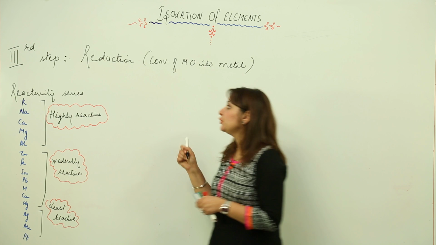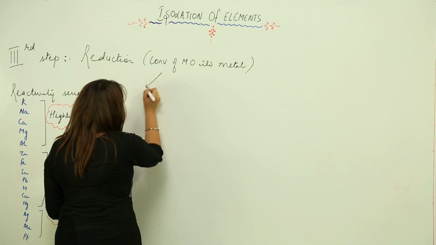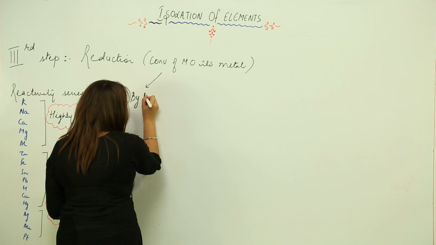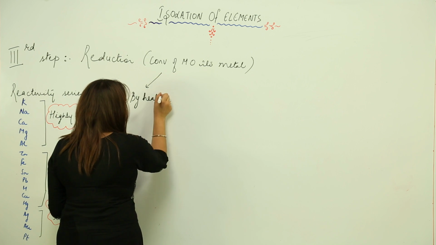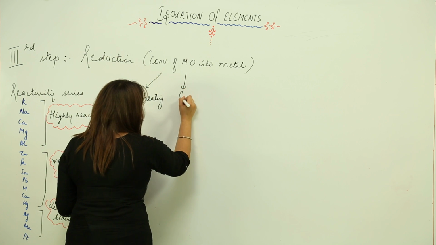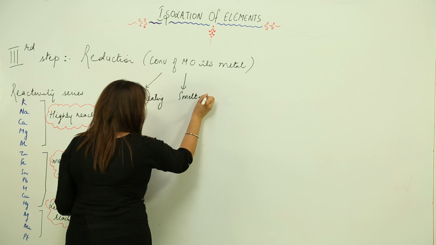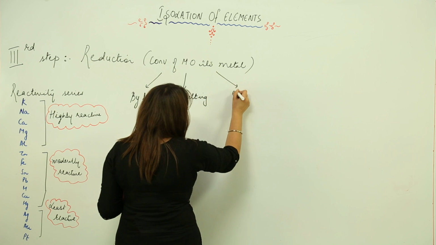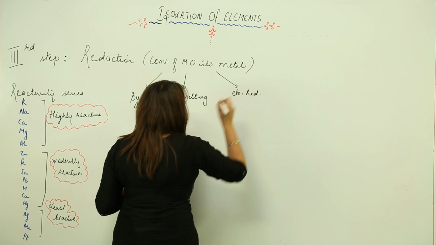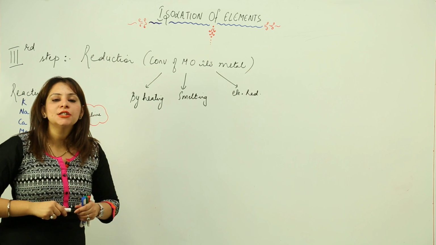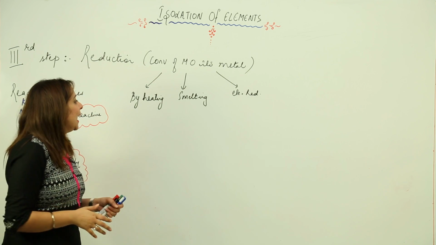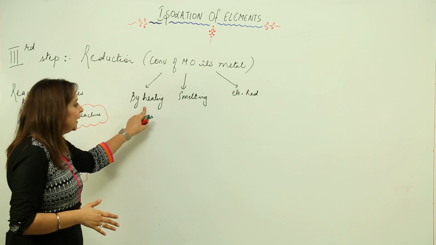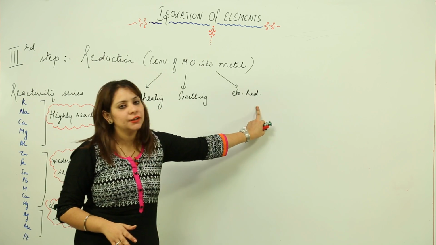So we have three kinds of reduction methods. First is by heating, second is smelting, and third is electrolytic reduction. So we employ these three methods to separate oxygen and metal. And what are those three methods? By heating, smelting, and electrolytic reduction.